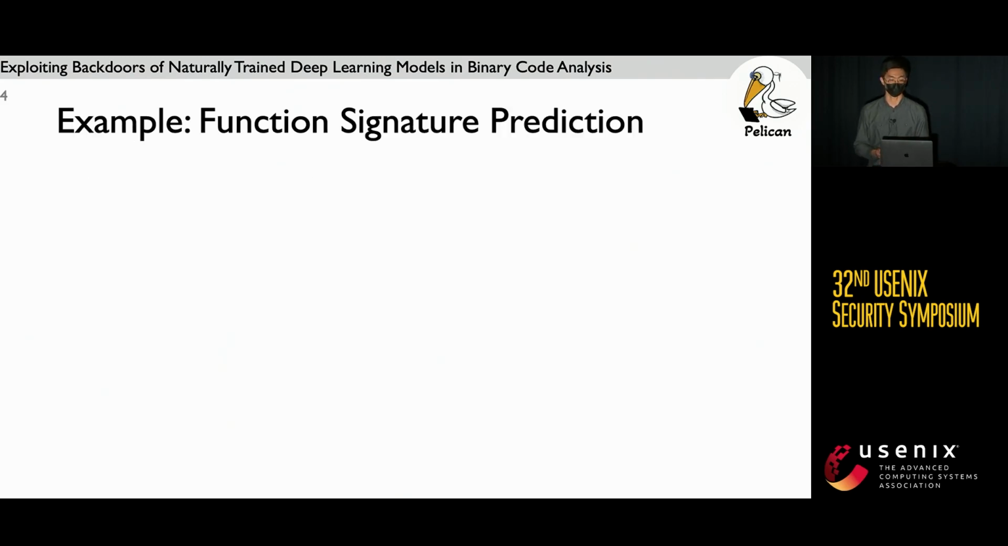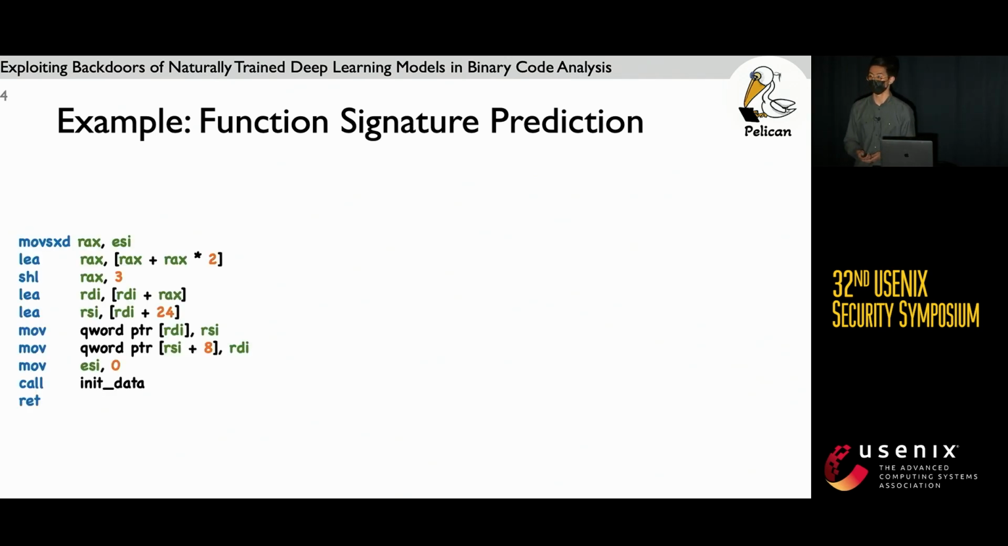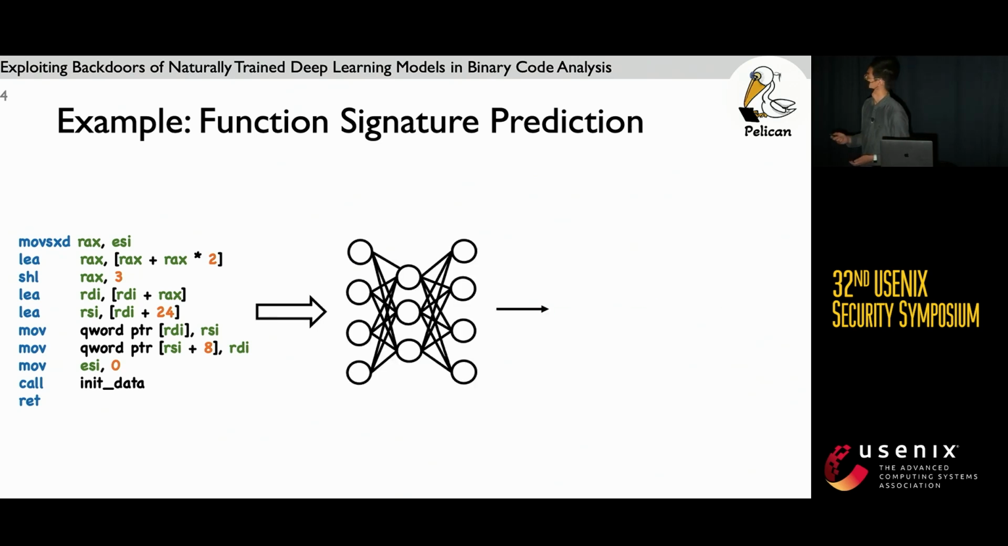To see the evidence, we start with some manual investigation. Here we investigate a state-of-the-art function signature prediction model. Such a model takes a piece of assembly code as input, and it outputs the corresponding function signatures.